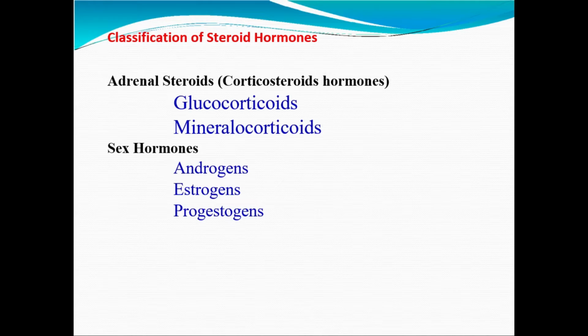As far as classification of the steroids is concerned, these hormones are often classified according to the organs they are synthesized in. There are two types of steroids: adrenal steroids, also known as corticosteroid hormones, and sex hormones or gonadal hormones. Adrenal steroids contain two more hormones, known as glucocorticoids and mineralocorticoids. While for sex hormones, there are three which are released by ovaries and testes. They are known as androgens, estrogens, and progesterones.